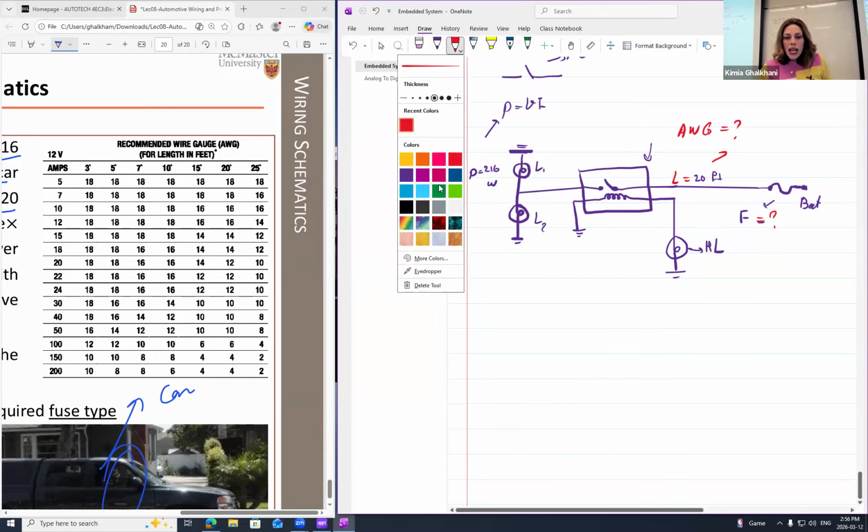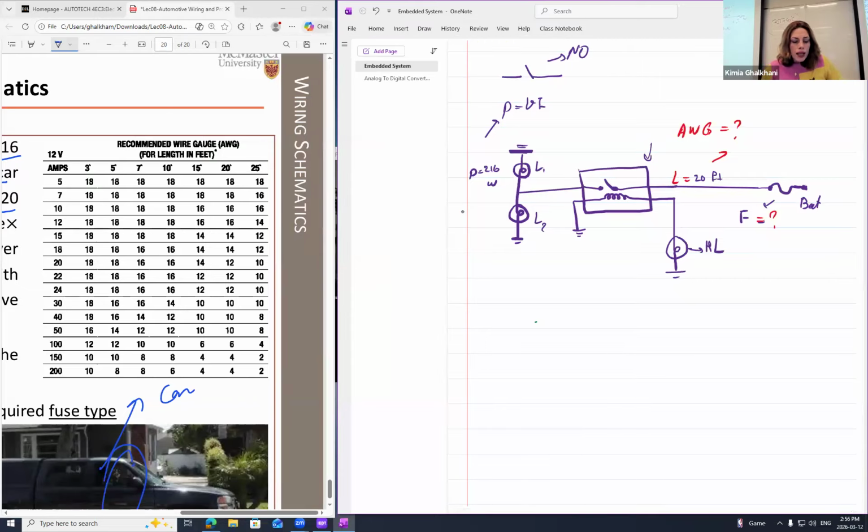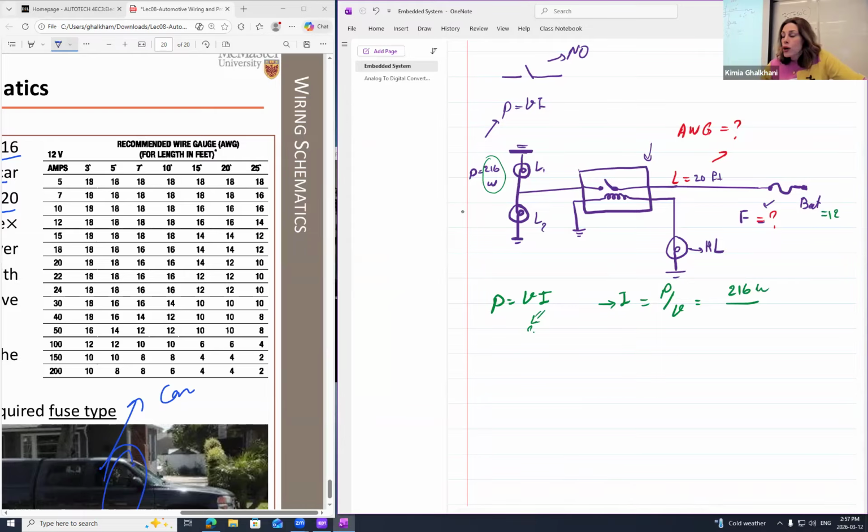Having those in mind, I'm going to say P equals voltage times current. I already have the power and the voltage, but I do not have the current. Therefore, I solve for the current, which means P divided by V. Remember, we had 216 watts before, it's right in here. And for the battery, we had 12 volts from the problem. Therefore, my current is going to be 18 amps.